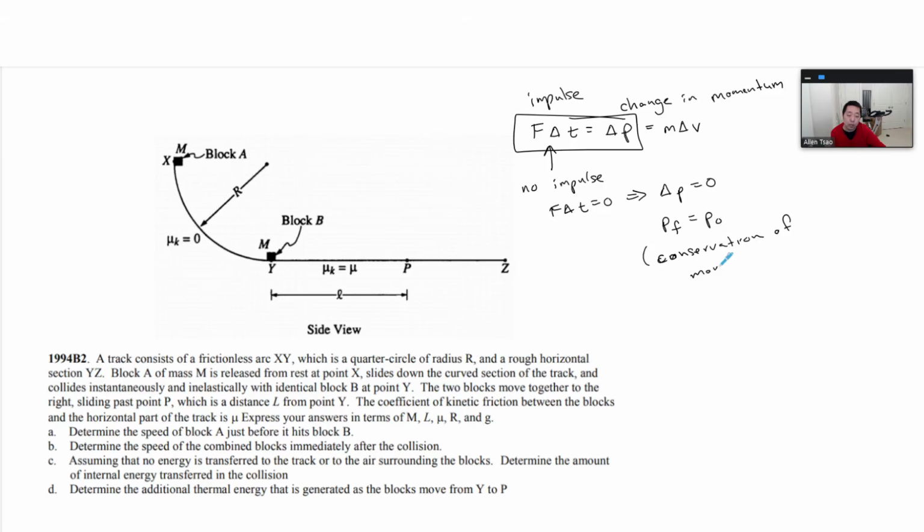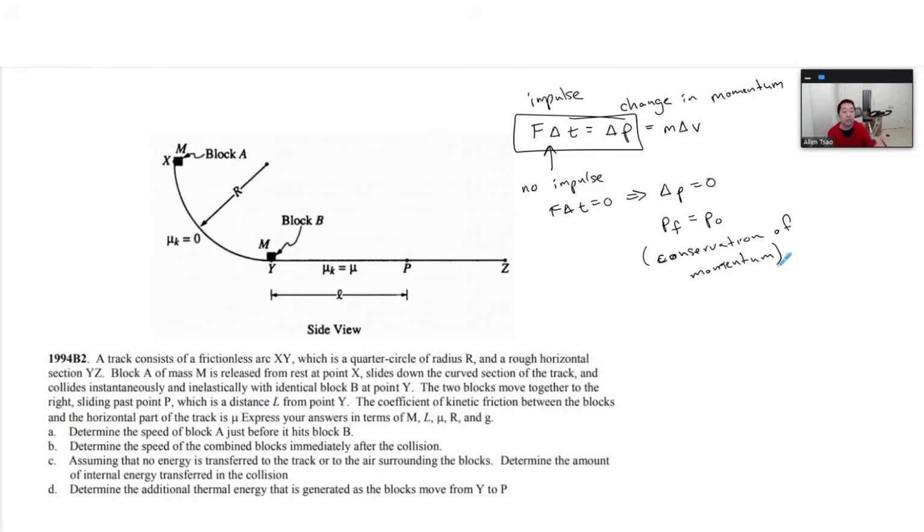So why can I apply conservation of momentum? If I'm ever asked that, or why I'm allowed to use conservation of momentum, it's because the impulse must be 0. Right? I can only do it if the impulse is 0 in that scenario. Okay? So this is what you want to ask yourself.